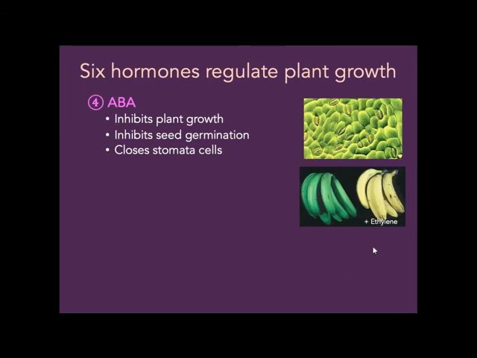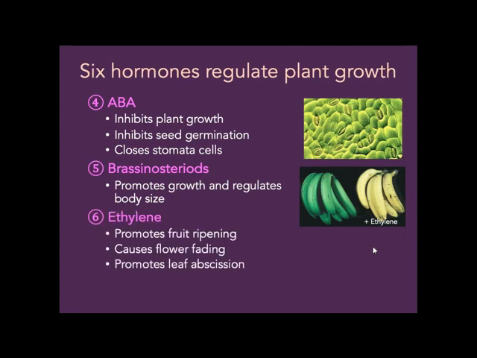All right, the fourth hormone is ABA, which inhibits plant growth. It also inhibits seed germination, so it stops seeds from germinating, and it also closes stomata cells. Brassinosteroids promote growth and regulate body size of plants. And then ethylene, which you probably have heard of before. This is a hormone that promotes fruit ripening.